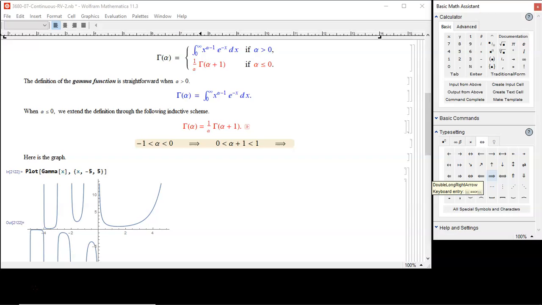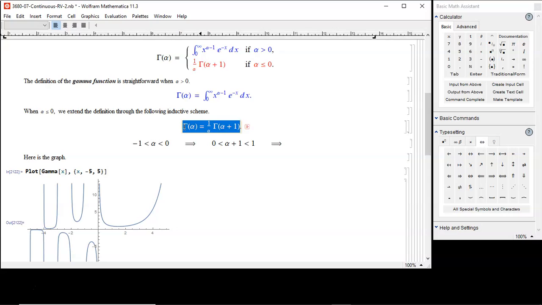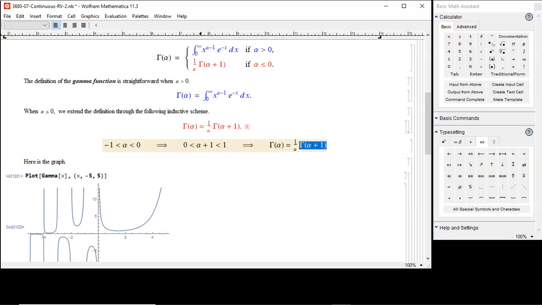Therefore, gamma of alpha can be determined through this recursion because we know this quantity. It's coming from this integral. And then this is for alpha, so I have to replace alpha by alpha plus 1. So there you go.